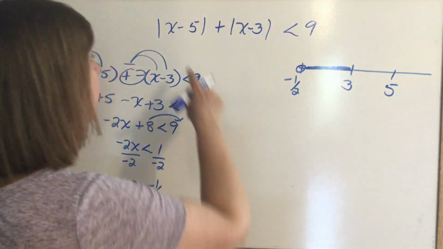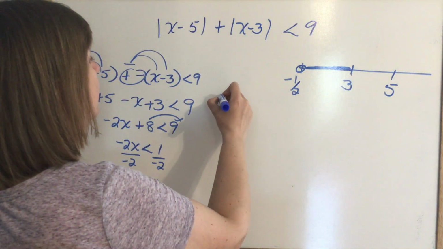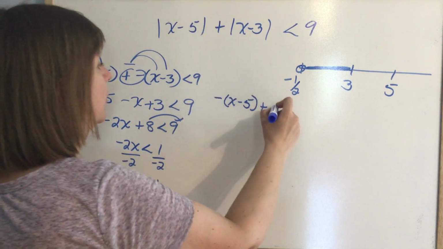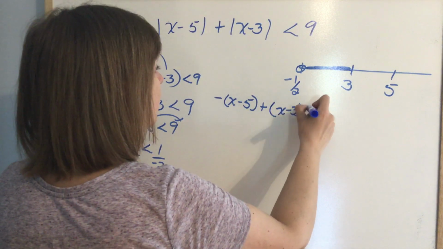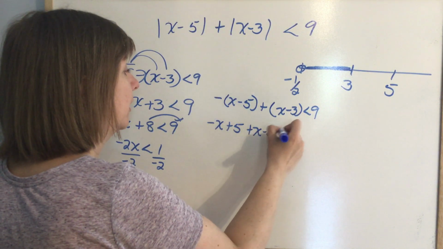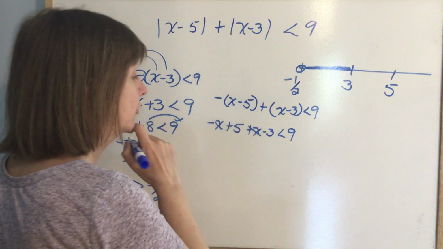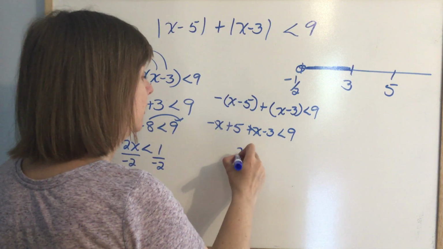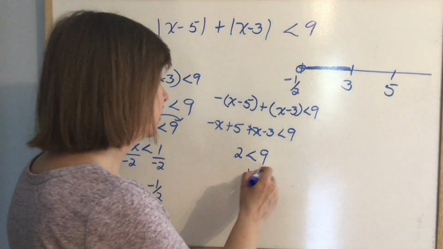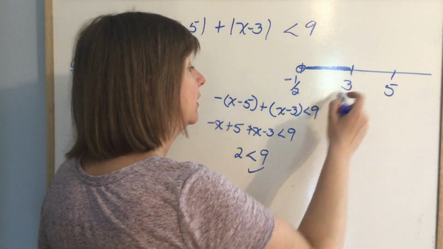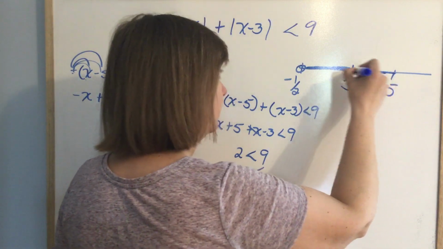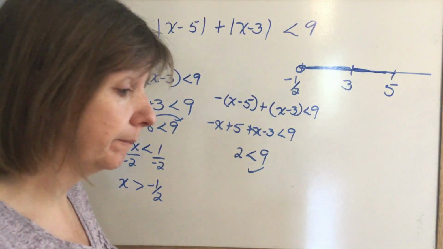So between 3 and 5, 4. 4 take away 5 would be negative (x - 5), plus 4 take away 3 would be positive (x - 3), is less than 9. So negative x plus 5 plus x minus 3 is less than 9. So my x's are actually gone, and I have 5 take away 3. 2 is smaller than 9, which is actually a true statement. That is true, and that was for numbers in between the 3 and the 5. It's true, so I'm going to keep going. I'm going to keep coloring that line.